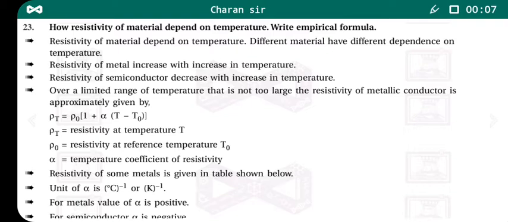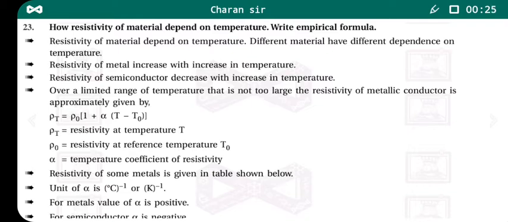Hello everyone. In the previous video we discussed the color code of the resistor, and there are two types of resistors that we had discussed. Now today we are going to study how the resistivity of a material depends on temperature.